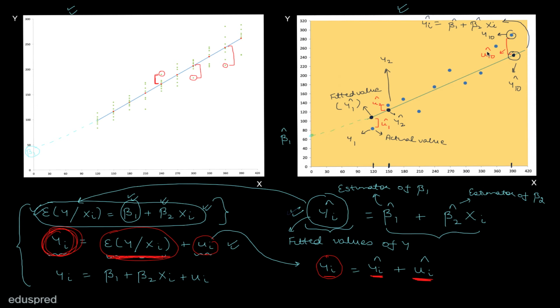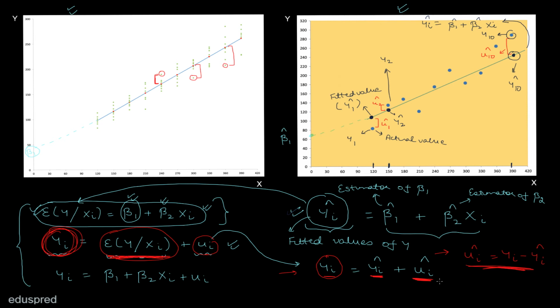There is one thing that you need to pay attention to. When we talk about ui hat, many students remember that ui hat is the difference between the actual value of y and the fitted value of y, but they forget how the difference works. Is it going to be the actual value minus the fitted value, or the fitted value minus the actual value? Well, as you can see from this equation, your ui hat is equal to the actual value minus the fitted value and not the other way around. Okay, so do remember this part.